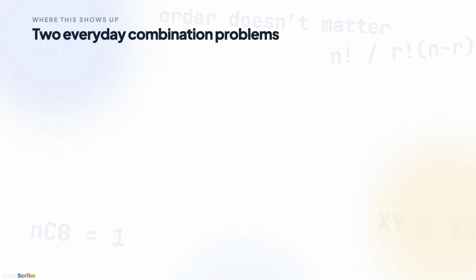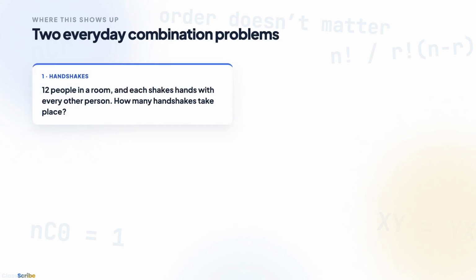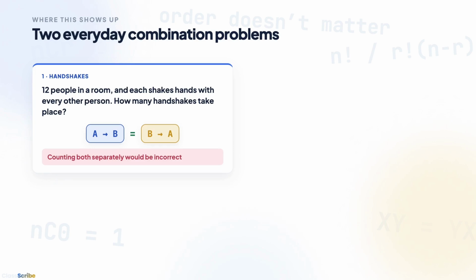Now let's look at another real-life example. 12 people are standing in a room and each person shakes hands with every other person. How many handshakes take place? Notice that if A shakes hands with B, it is exactly the same handshake as B shaking hands with A. Counting both separately would be incorrect. Since order is not important, this is a combination problem.